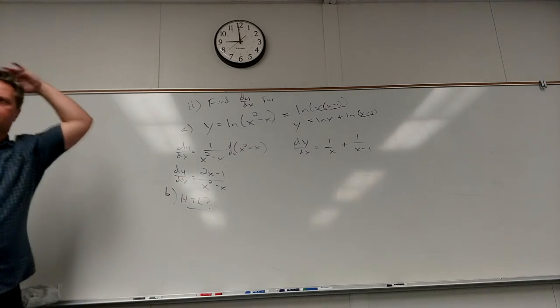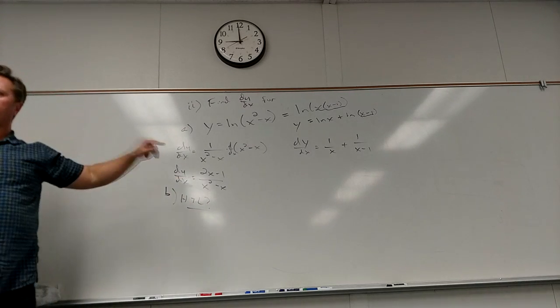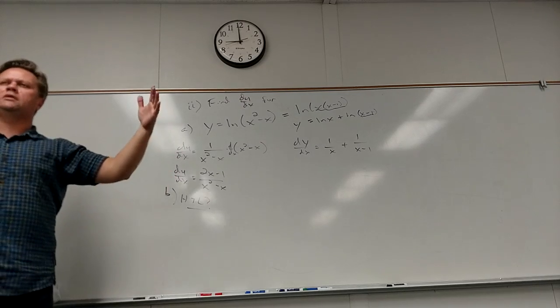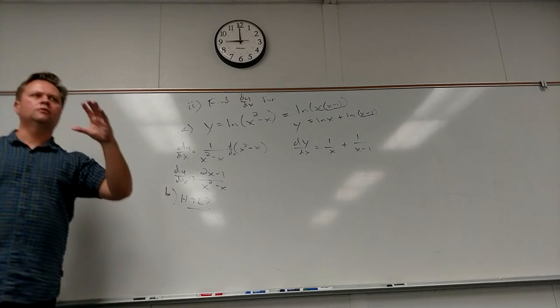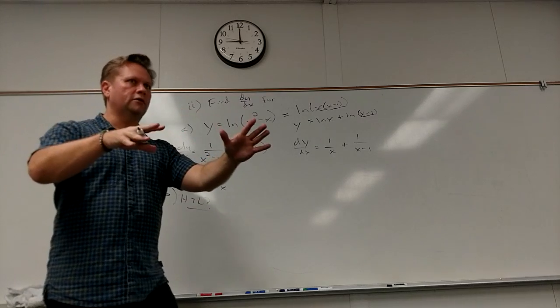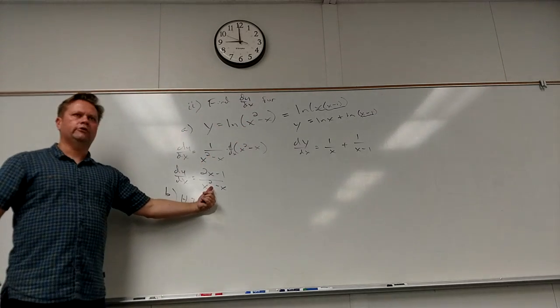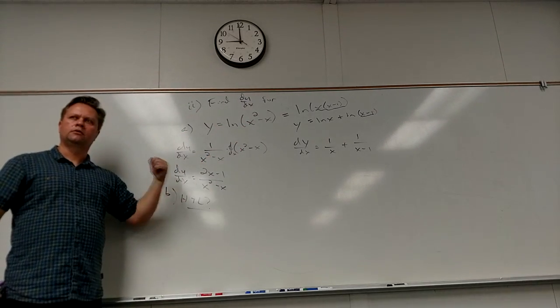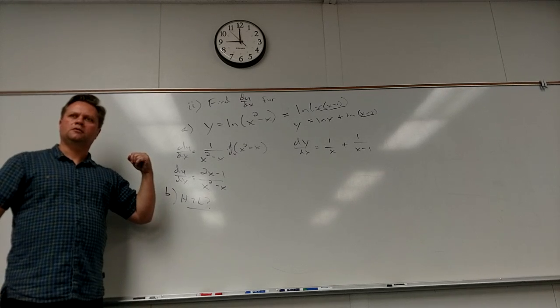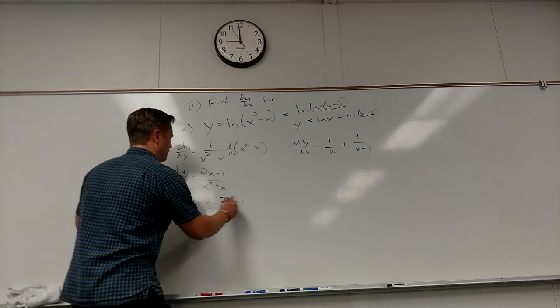How could I figure out the horizontal tangent lines? How many are there? What do I look at? What does a horizontal tangent line mean? Slope is 0. I like it. There's a slope. How do I make it equal to 0? I love it. So set it equal to 0.